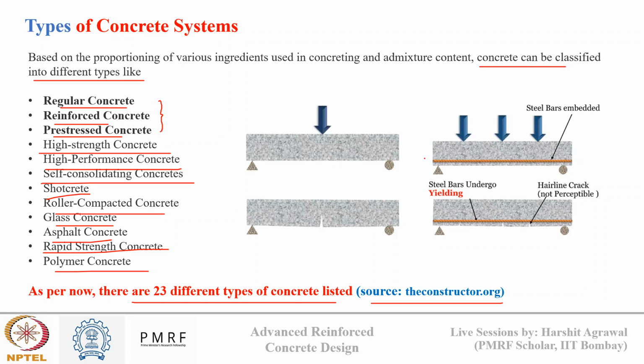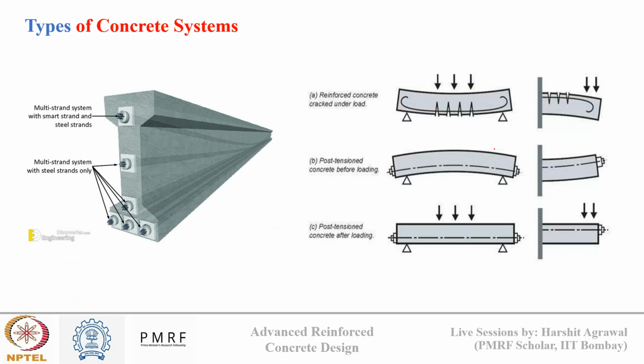So plain concrete and reinforced concrete, we have already seen the difference. It is just the additional reinforcement that is coming in reinforced concrete. However, unlike reinforced concrete, pre-stressed concrete uses tension steel strands to apply compressive force on concrete to improve its strength and crack resistance. So, in the left image, you can see there are multiple strands of post-tensioning systems that are present inside a reinforced concrete beam. Okay, and in the right image, you can see how it compares with the normal reinforced concrete.